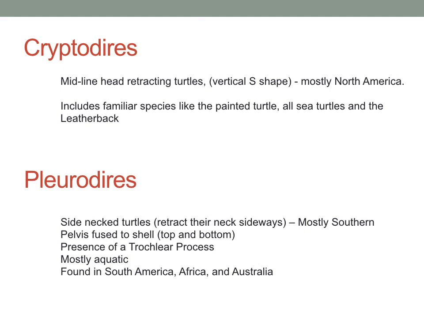And they have this special trochlear process, that pulley-like thing that guides the muscle they use to contract their jaw. They are, by and large, aquatic. There might be one or two examples that are more terrestrial, but they're mostly aquatic. Mostly you're going to find them in South America, Africa, and Australia. So those are the two major groups or divisions in turtles.